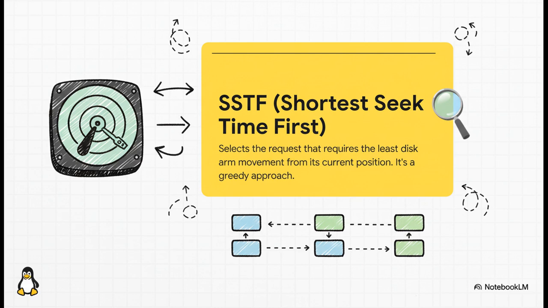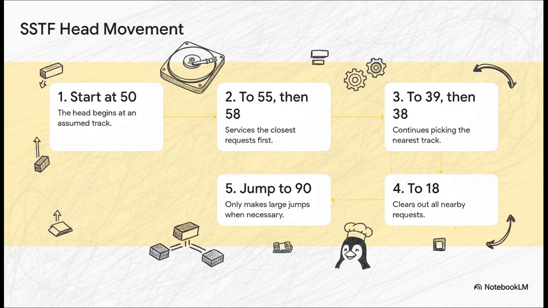What if a request is really far away? Well, it could get ignored for a long time as closer requests keep jumping the line. And this is a classic problem you need to know for your exam. It's called starvation. Now, let's use SSTF on that same queue, starting at track 50.